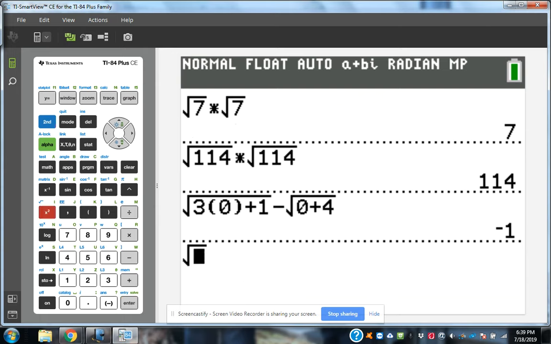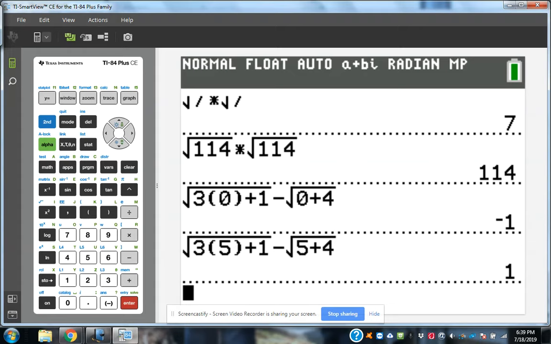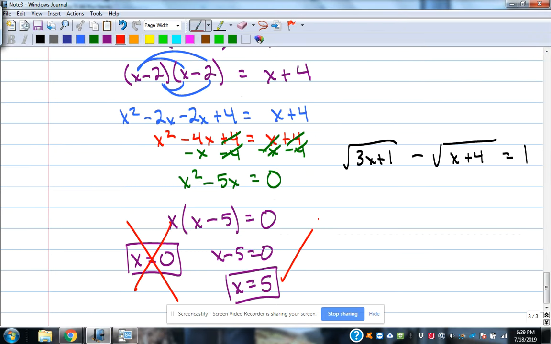So 3 parentheses 5 plus 1 minus, oops, square root of 5 plus 4. So that's going to be 16. Square root of that's 4 minus 3. It is 1. It works. Yay. I didn't waste my time. So 5 works, 0 doesn't. So one of the answers that we found is the answer.